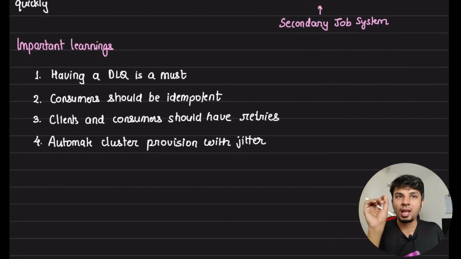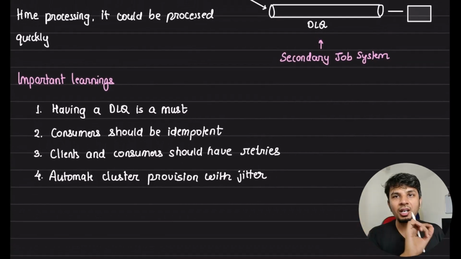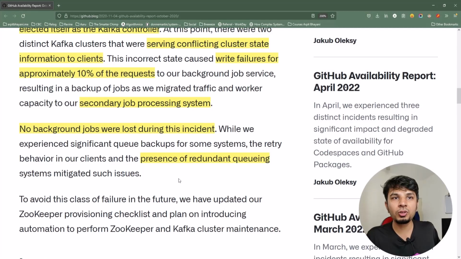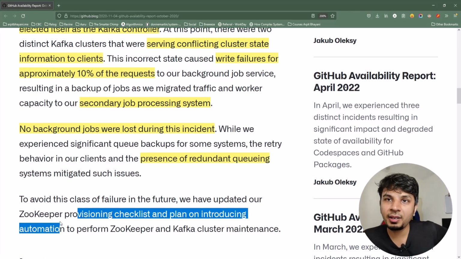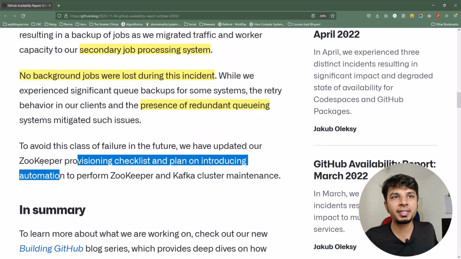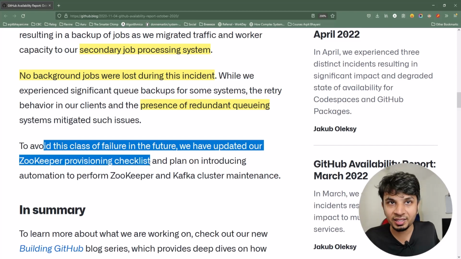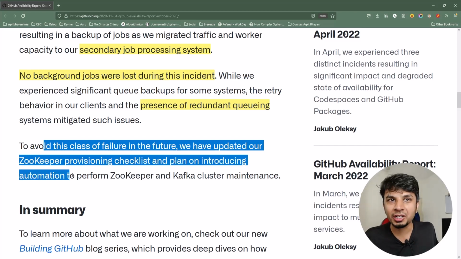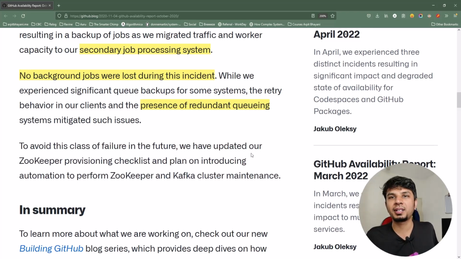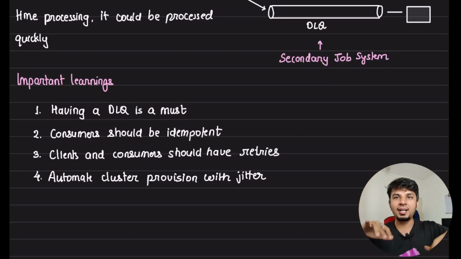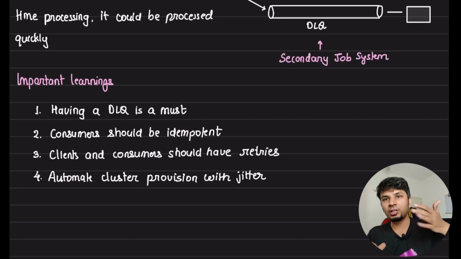And the fourth one: automate cluster provisioning with a jitter. Here, when GitHub was adding nodes to Zookeeper, they might have done it manually, because the last paragraph of the outage says, to avoid this class of failures in the future, we have updated our Zookeeper provisioning checklist and plan on introducing automation to perform Zookeeper and Kafka cluster maintenance. So it is quite possible that some engineer added more nodes into the Zookeeper cluster, or was doing manual rotation of the Zookeeper cluster, in which they added a lot of nodes in a very short time, which led to this.